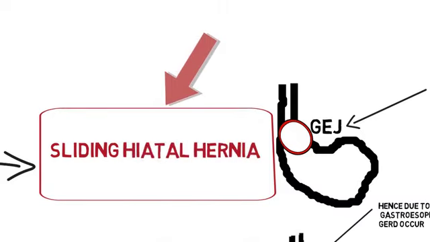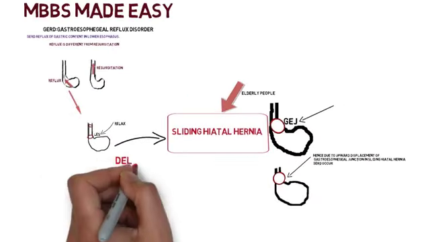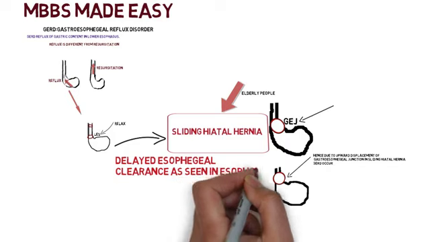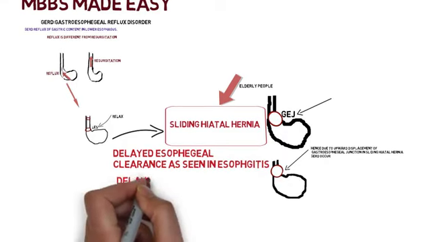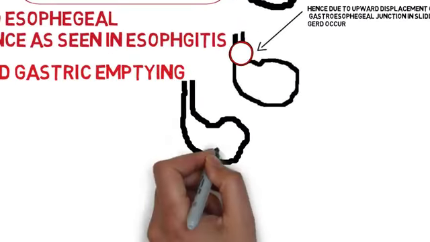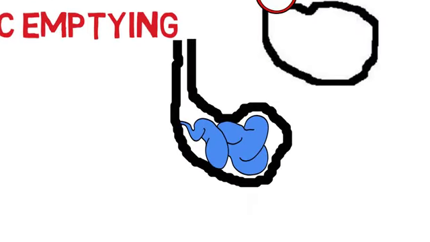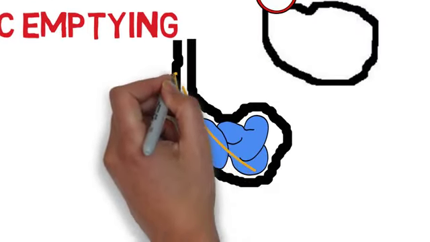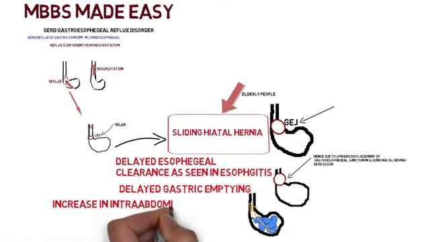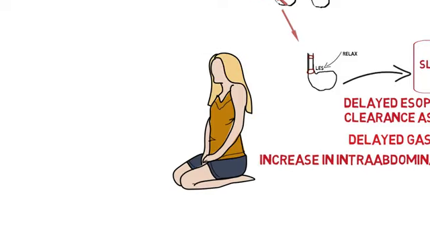Sliding hiatal hernia is mainly seen in elderly people. Number two risk factor which causes GERD is delayed esophageal clearance, which is mainly seen in esophagitis. Number three risk factor is delayed gastric emptying. If your stomach is filled with food, it may cause upward movement of food from the stomach into the esophagus and hence GERD. Number four risk factor is an increase in intra-abdominal pressure. This is mainly seen in pregnancy.